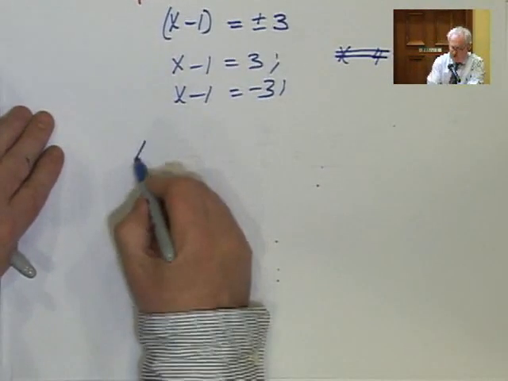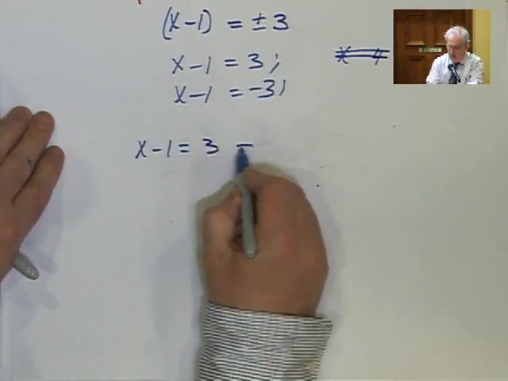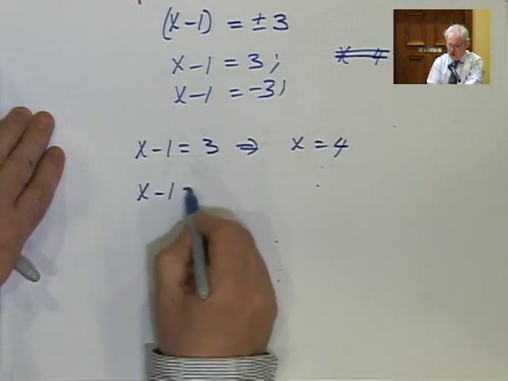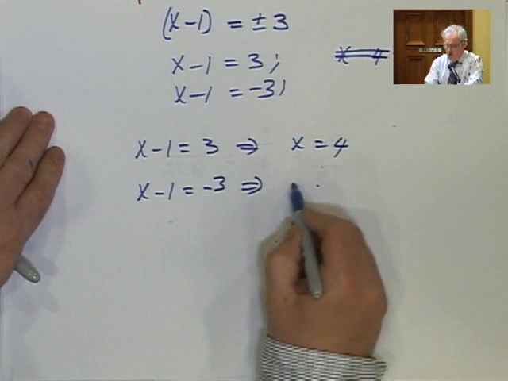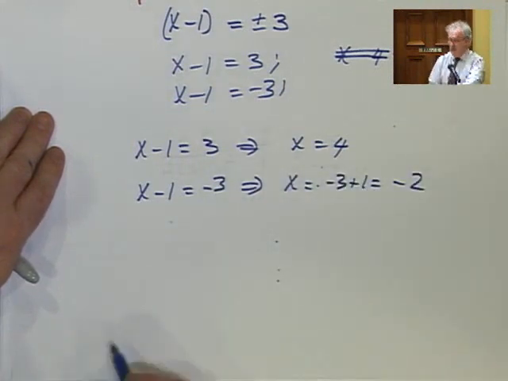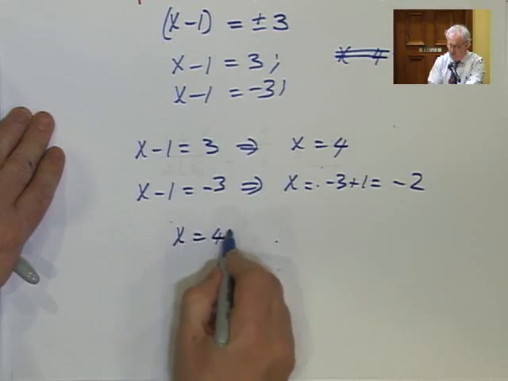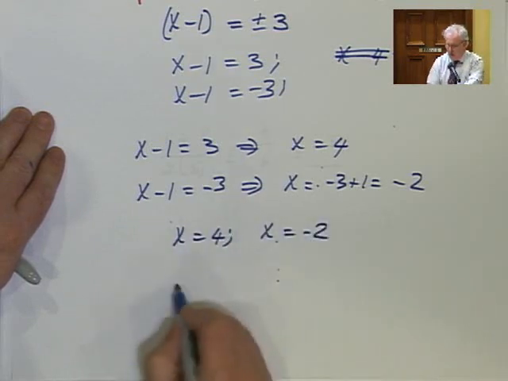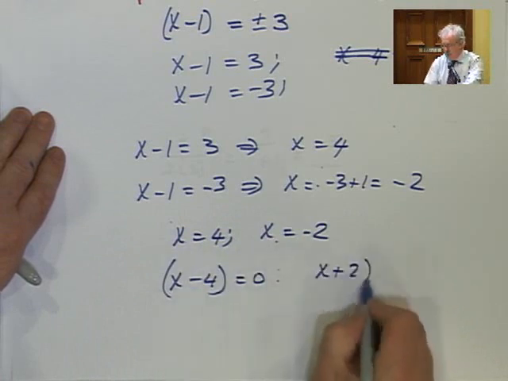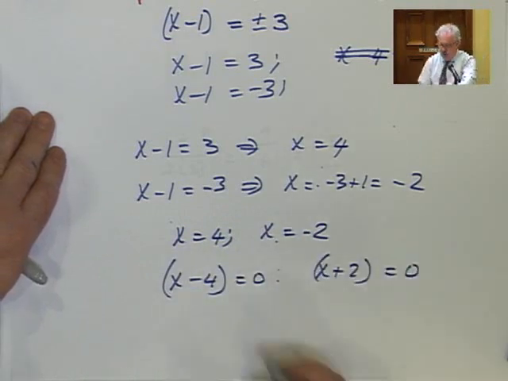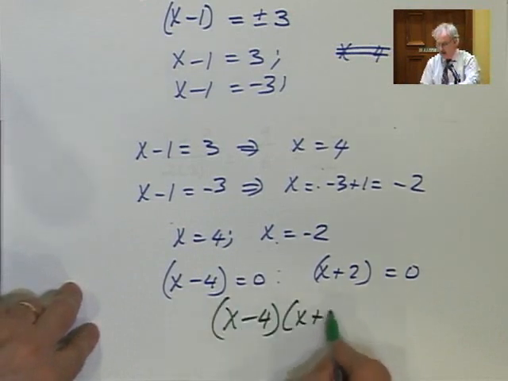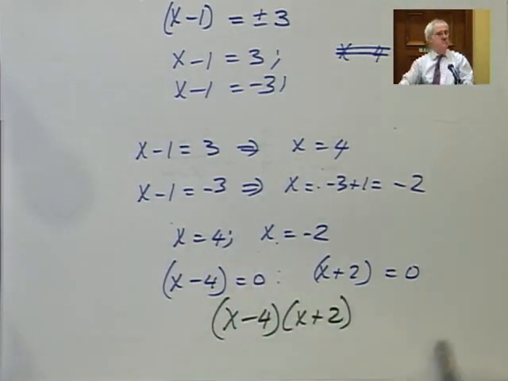Now, if x minus 1 is 3, then that would give me x is 4. If x minus 1 is minus 3, well then x is equal to minus 3 plus 1, which is minus 2. So I get x is 4, or x is minus 2, x minus 4 is 0, x plus 2 is 0. The factors are x minus 4 and x plus 2. Okay?